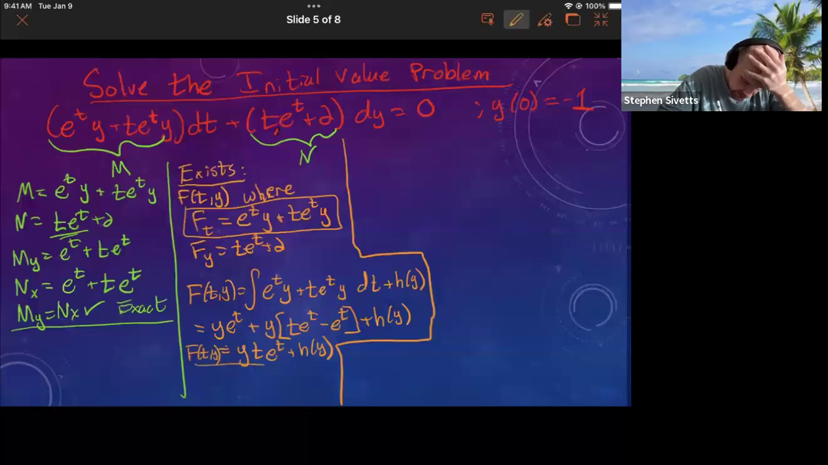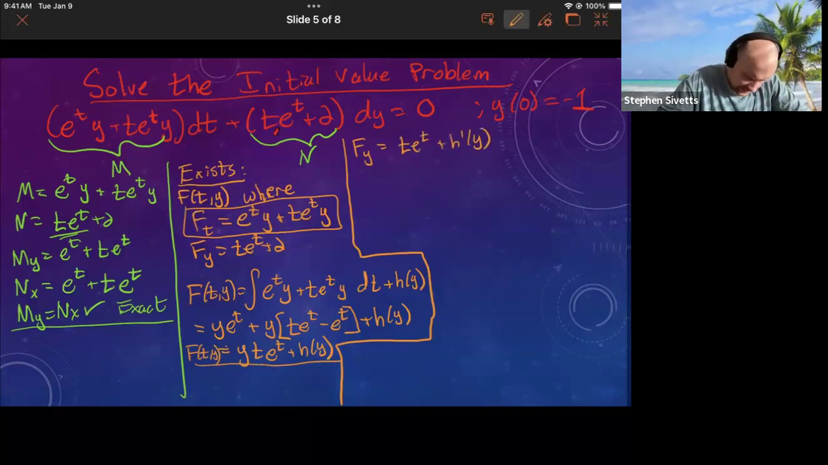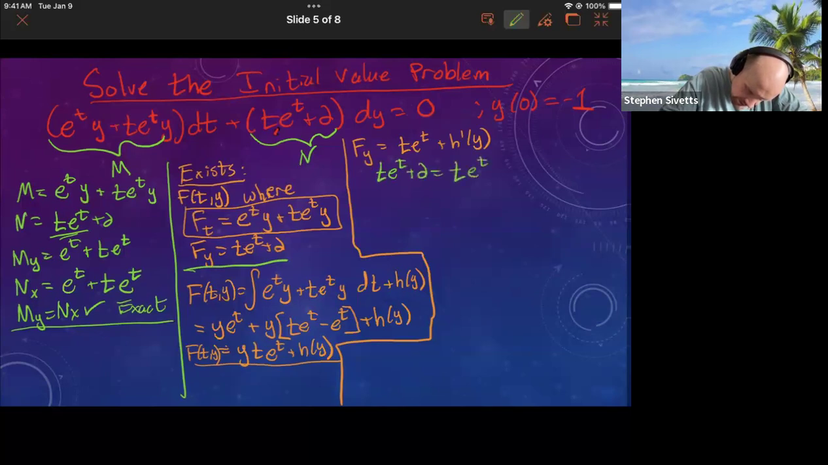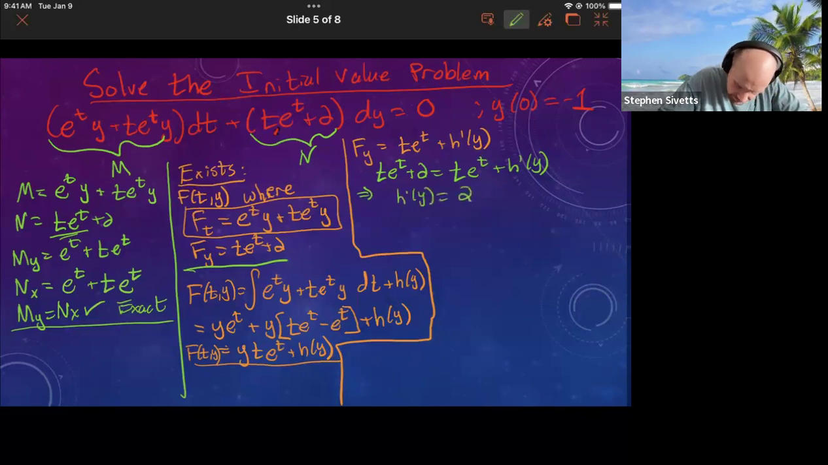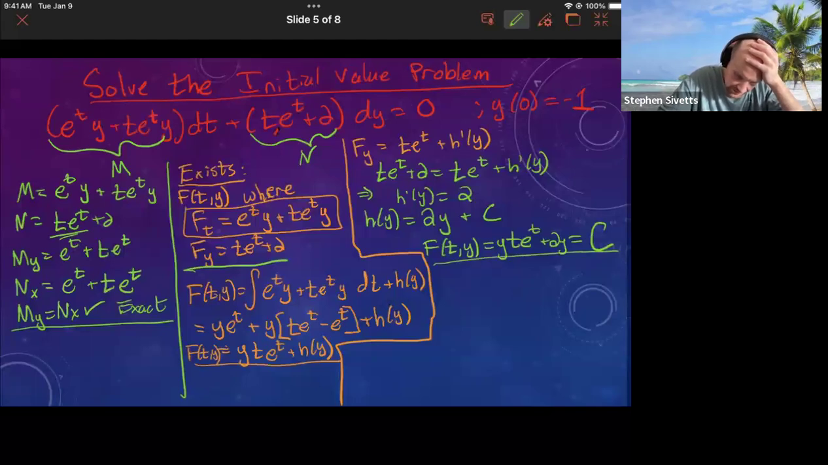Then if we differentiate this equation with respect to y, we'll have F prime of y equals t times e to the t plus h prime of y. Capital F prime of y equals this quantity, so that means t times e to the t plus 2 equals t times e to the t plus h prime of y. So that means h prime of y is 2. So h of y equals 2y plus a constant, right? And so F of t and y equals y times t times e to the t plus 2y, and that has to equal another constant, c, right? So that's your general solution.